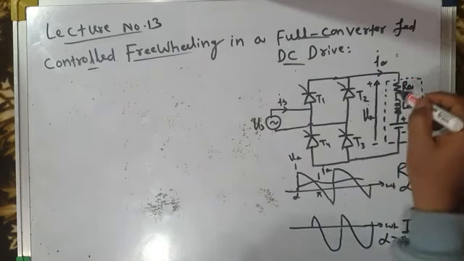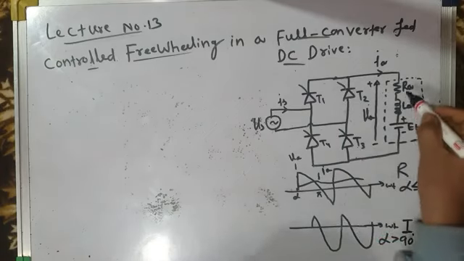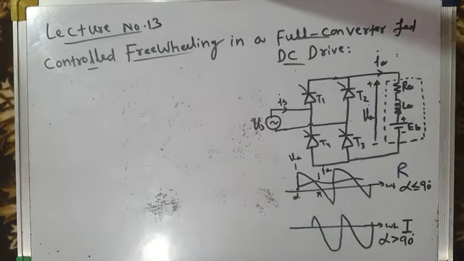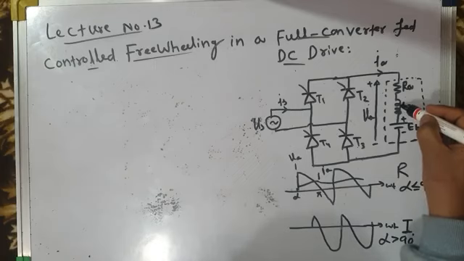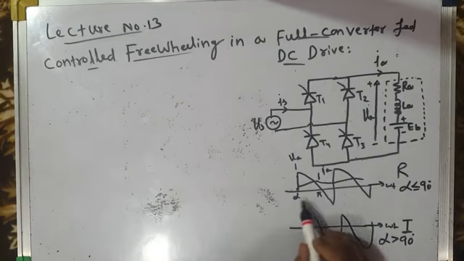And what happens to the power when it is received by the load? A small power is wasted as Ia square Ra loss in the armature resistance, and then some power gets stored in the armature circuit inductance in the form of magnetic field, and the rest of the power is converted into mechanical power which drives the load. This is what happens from alpha to pi.